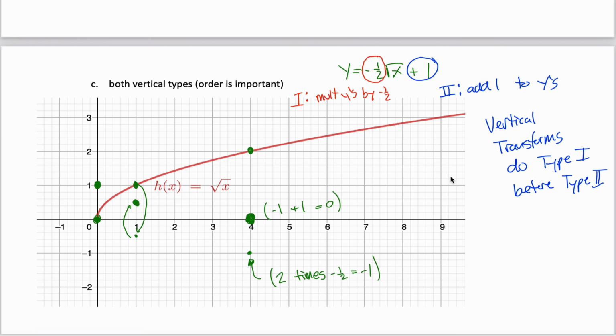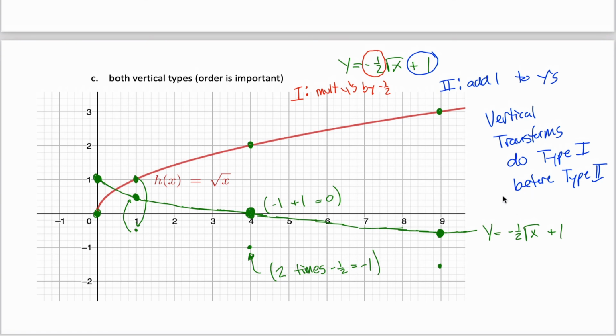This point right here is going to be on the graph of y equals negative 1/2 square root of x plus 1. One more. This point starts out with the y coordinate of 3. 3 times negative 1/2 is negative 3/2. And negative 3/2 plus 1 more is negative 1/2. This point here should end up on my final graph. I wish I had color coordinated this a little bit better. These big green dots are going to end up on my final graph, so I'll connect them with something that has roughly the same shape as what I started out with in red. And I get my final graph, y equals negative 1/2 times the square root of x plus 1.